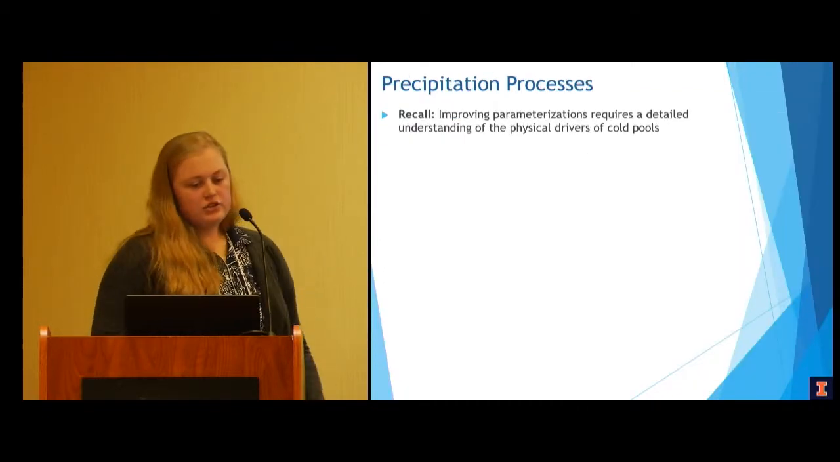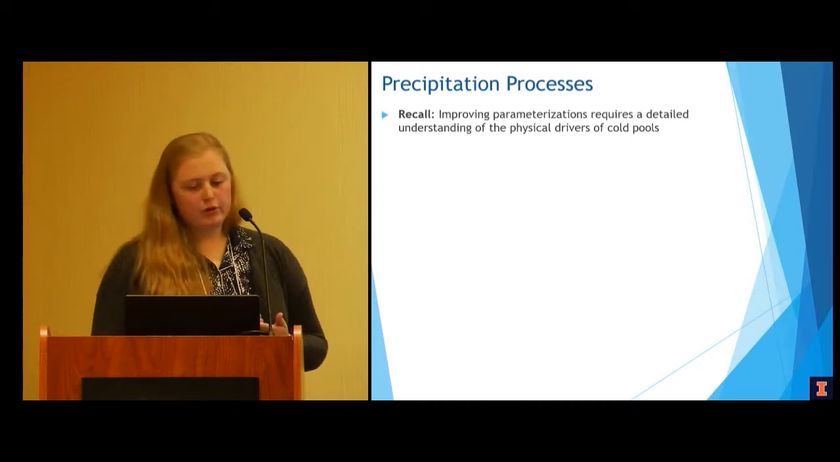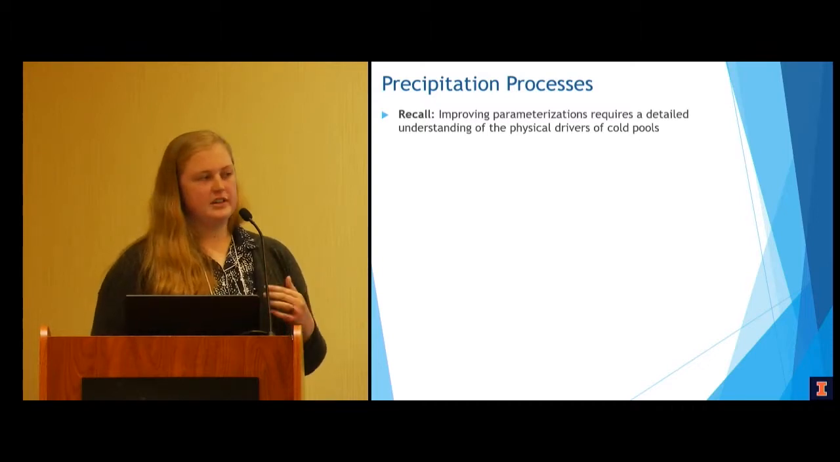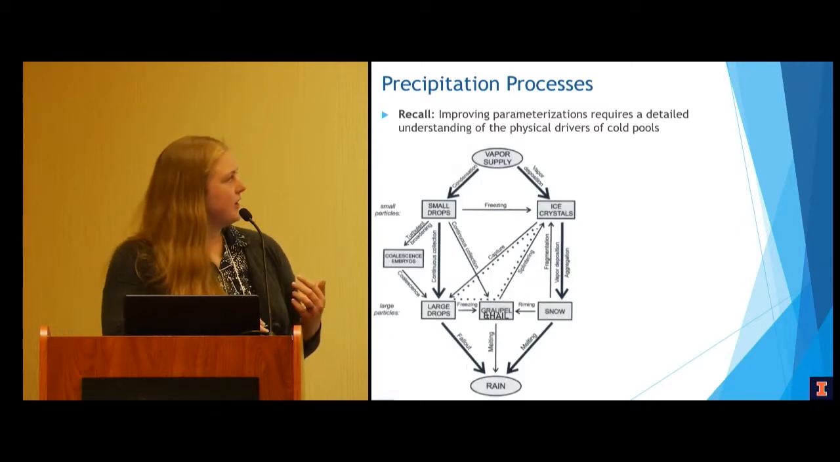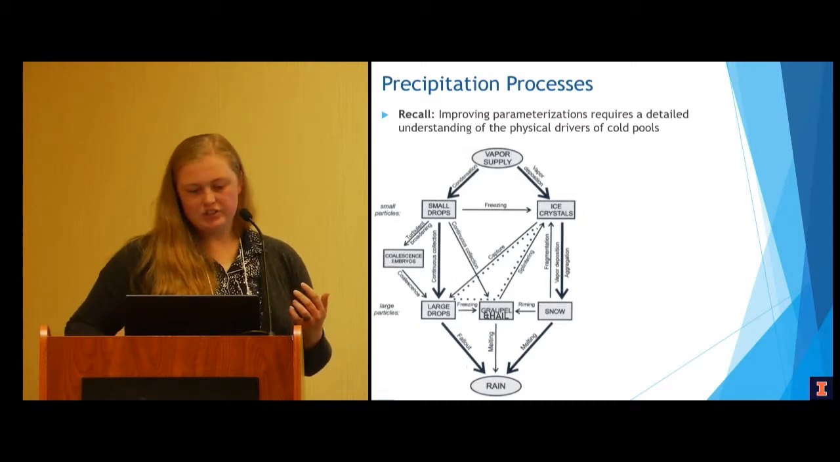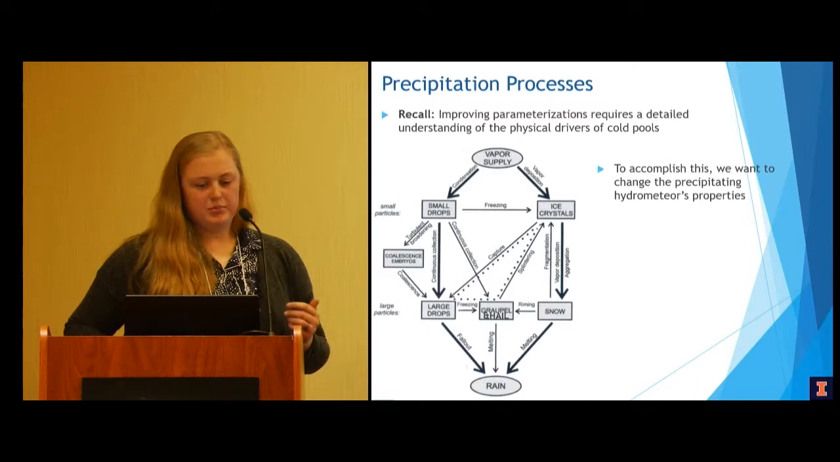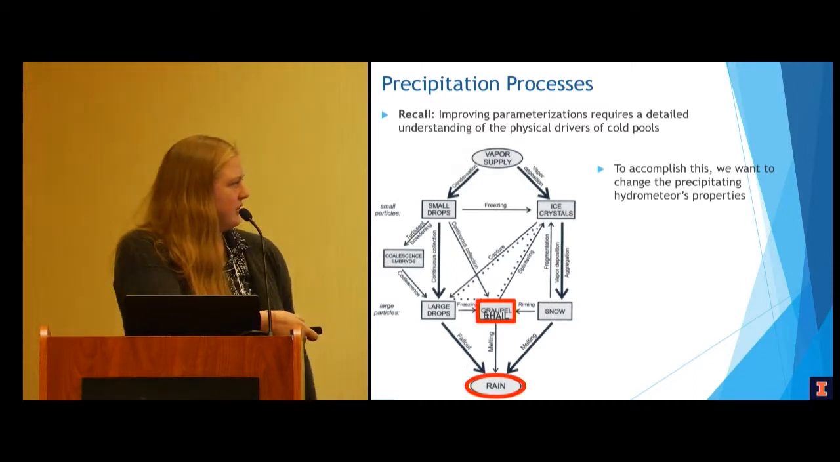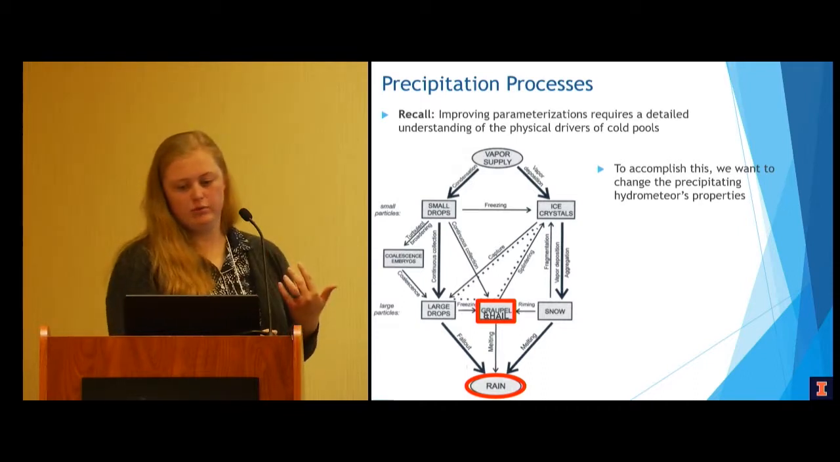And so going into precipitation processes, as I described earlier, improving the parameterizations of cold pools is going to require a detailed understanding of what drives the cold pools. And so here's our very complicated flowchart of physical processes that occur in precipitation formation. What we're really trying to look at is how to change the precipitating hydrometeor properties, which is down here: graupel, hail, and rain. We're looking to change these in order to see what effect that has on cold pools.